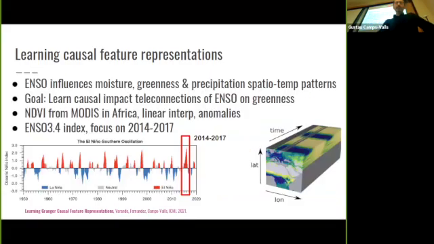So what we try to do here is to develop a method for extracting these causal feature representations. Our interest was basically looking at ENSO as the main driver. Of course, one can take a look at many different climate indices. This is just one. And we wanted to see if we can find a latent representation that is kind of causal, or Granger causal, with ENSO, trying to assess the impact of ENSO in particular space and time locations, right?